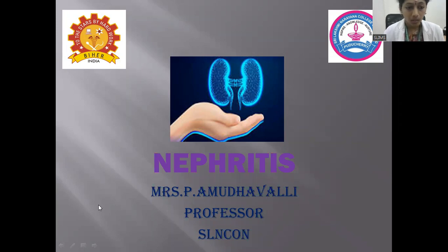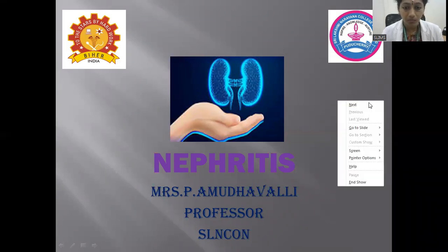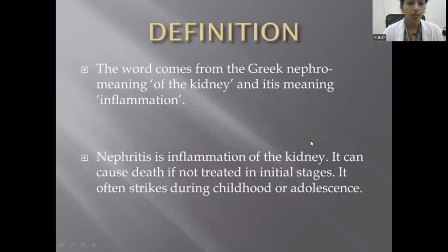Nephritis comes from the Greek words nephro, meaning kidney, and itis, meaning inflammation. So nephritis is an infection and inflammation of the kidney. It can cause death if it is not treated in the initial stage. It often strikes during childhood as well as in adolescence.